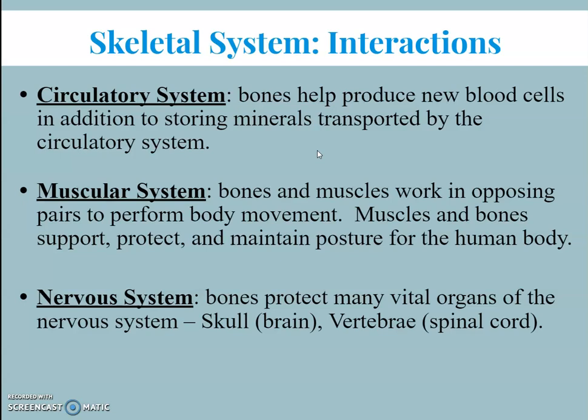The skeletal system also interacts with the muscular system because the bones and the muscles work in opposing pairs to perform body movement. The muscles and bones support, protect, and maintain posture for the human body, but they also work together in movement. And then next, the nervous system interacts with the skeletal system by the bones protecting many of the vital organs of the nervous system. The skull protects the brain, and our vertebrae protect our spinal cord.